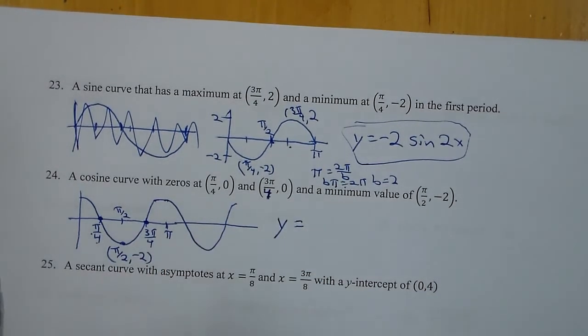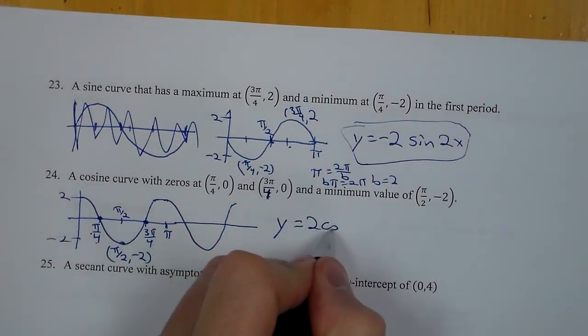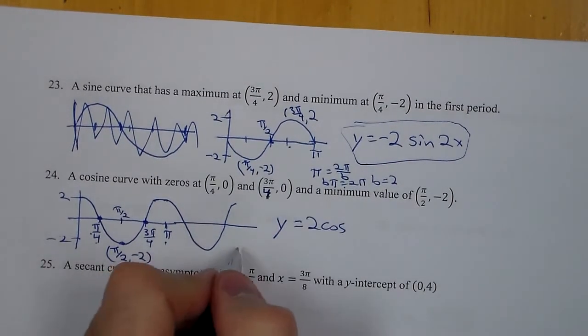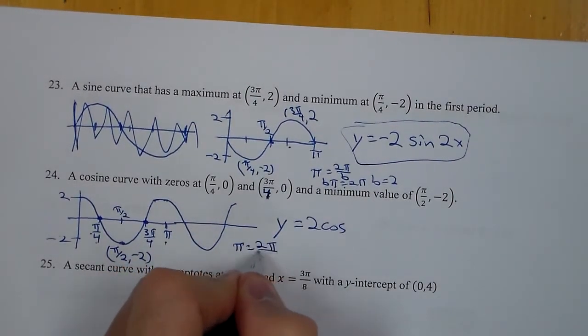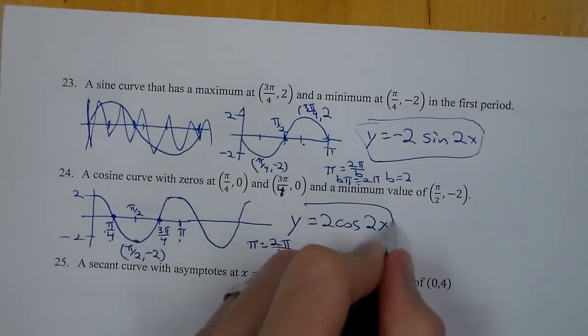So now we need to graph the equation. We had a positive 2, negative 2. So that's going to be a 2 cosine x. Our period is pi. Like we saw up above, when it's pi equals 2 pi over b, you get that b is 2. So y equals 2 cosine 2x.